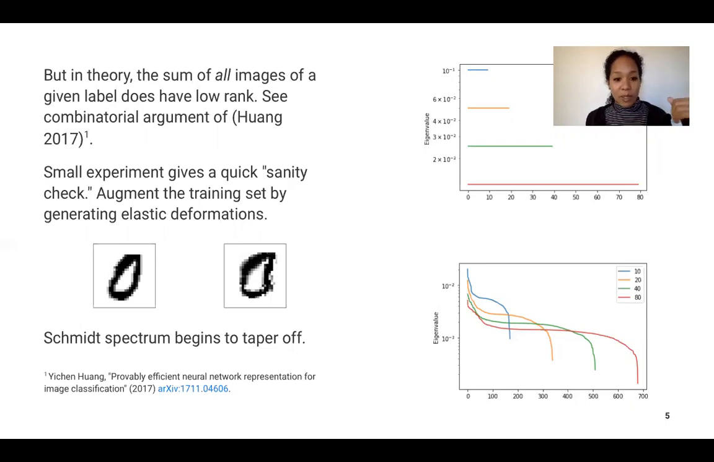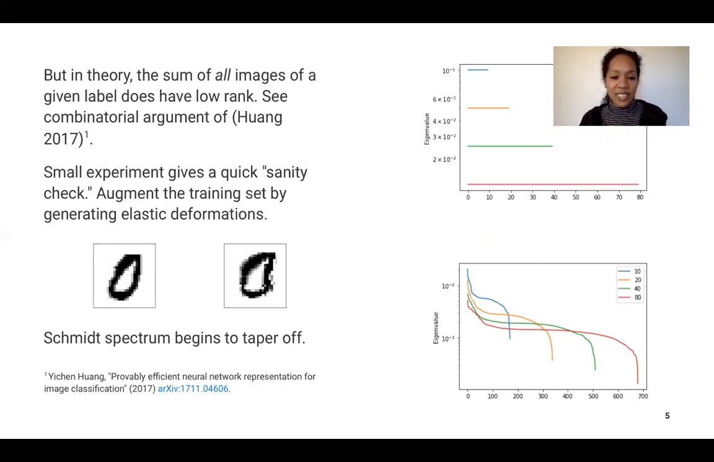Do this several times for each image in your training set. Take the superposition of all of the resulting states, and then look at the Schmidt rank or the Schmidt spectrum of that state. And so on the right-hand side, I have the before and after of this. So on the top of the screen, the colors just denote the size of the training set that you start with.